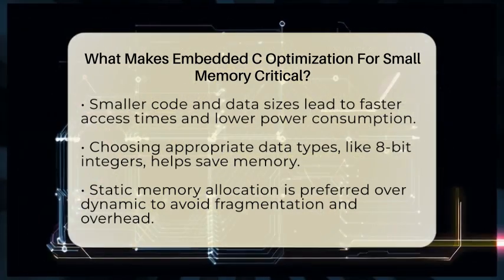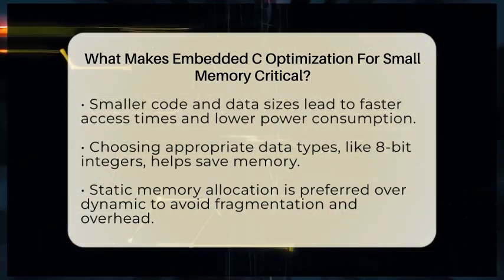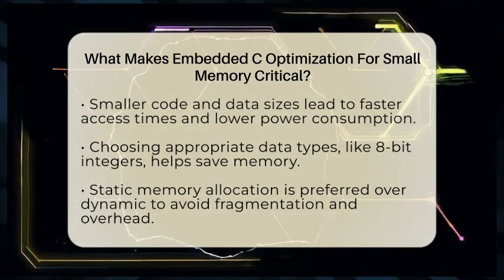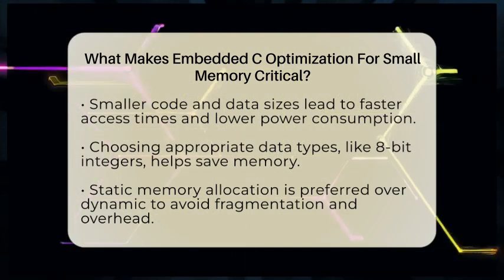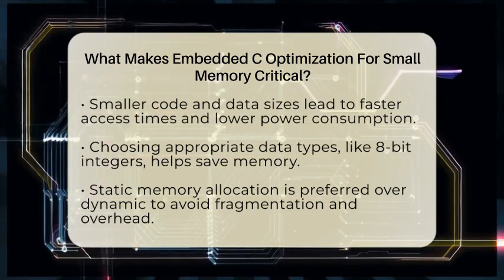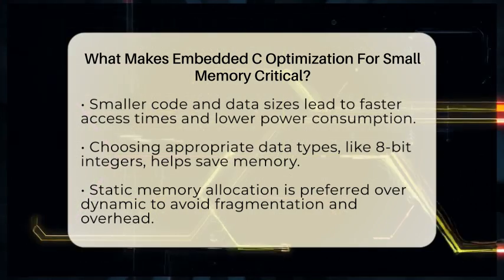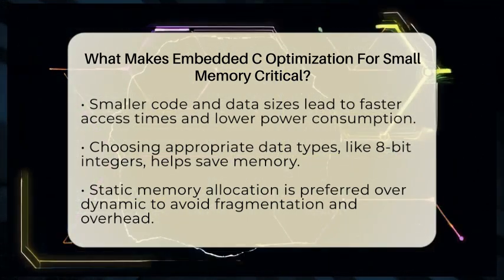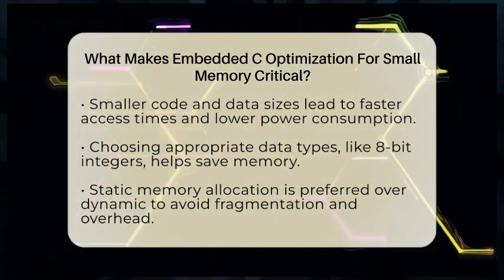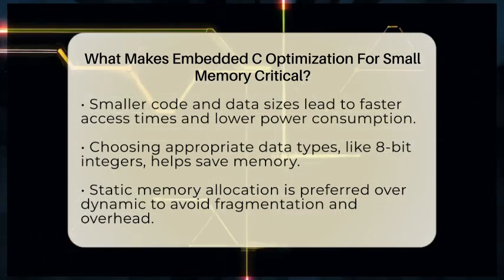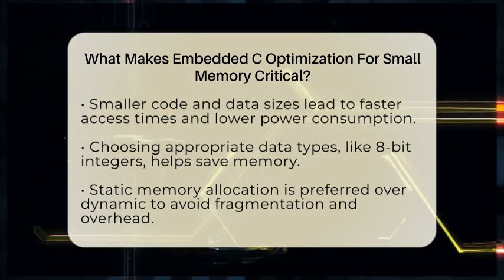Choosing the right data types helps a lot. For example, using 8-bit integers instead of 32-bit saves memory. Using unions allows sharing memory between variables that are not used at the same time. Static memory allocation is preferred over dynamic because it avoids heap fragmentation and reduces runtime overhead. It also makes your program more predictable.